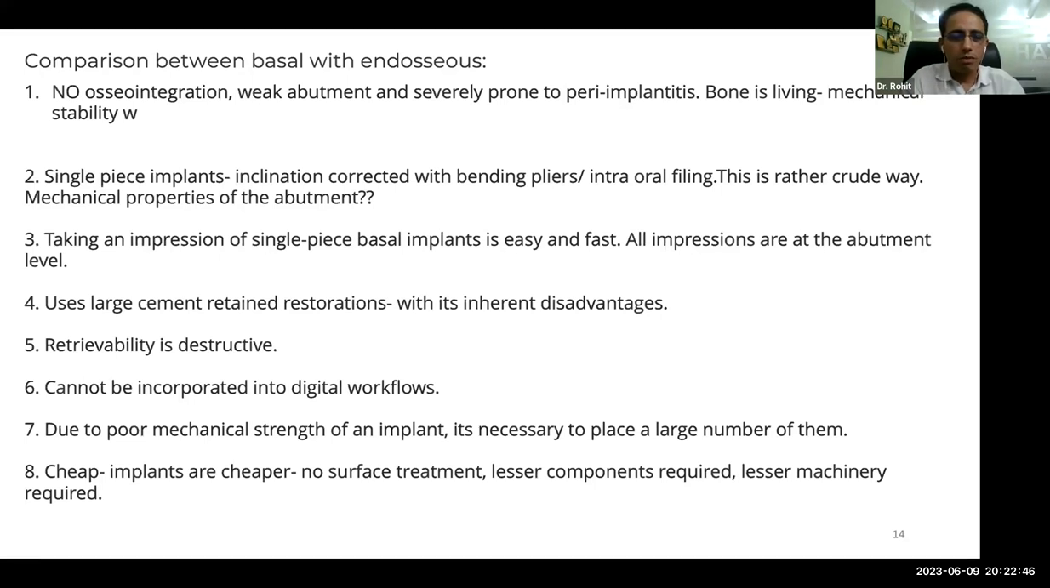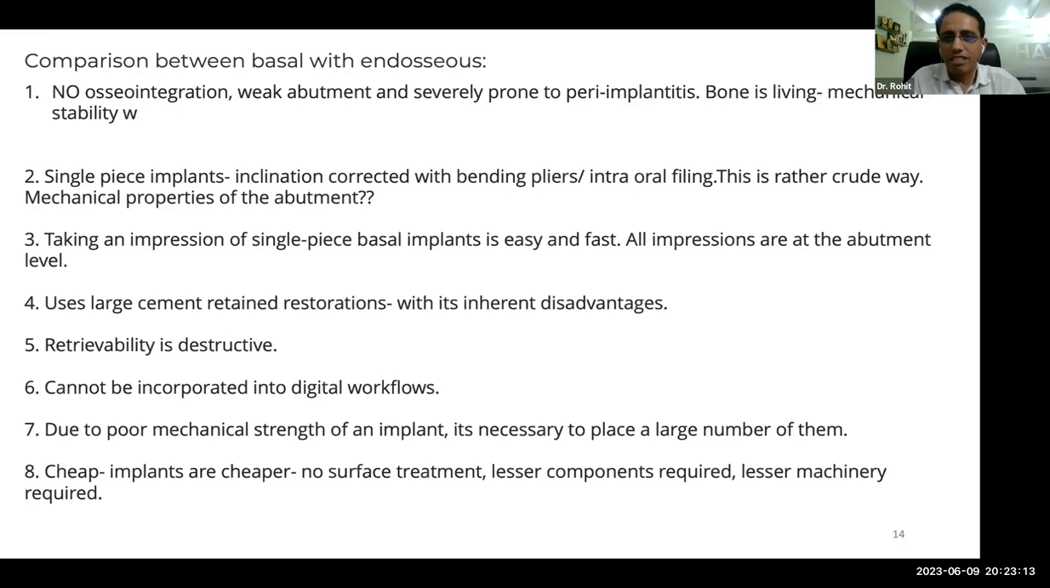And it's as simple as this: we start loading implants in the second, third, fourth months, depending on the different designs that are made. And all of them are basically relying more on the secondary stability. In classical science, primary stability concepts have been discarded. I have myself placed implants with zero primary stability, and they have come out fantastically well over 5 years and more.